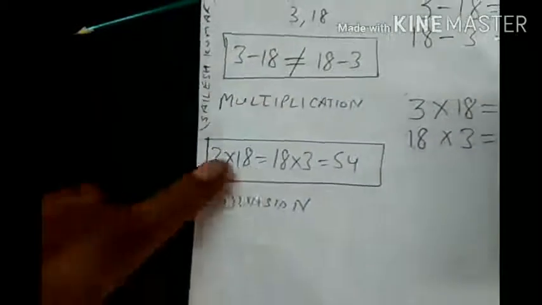Now see the pattern. Clear? Now in case of division, the integers under consideration are again 3 and 18. I divide 3 by 18. So 3 is the numerator and 18 is the denominator. Then my answer is 1 by 6.